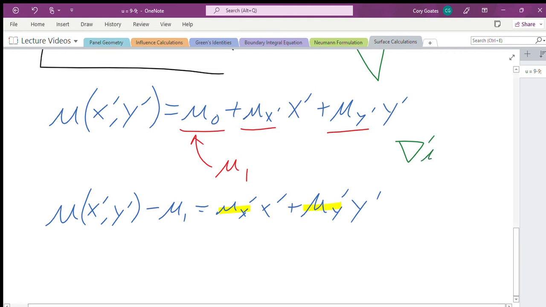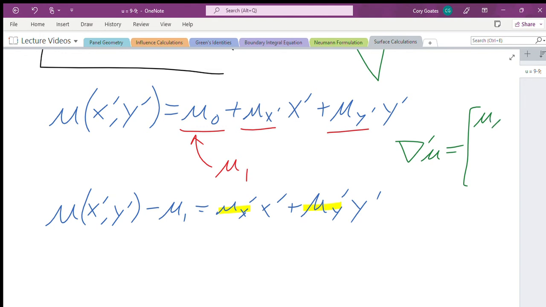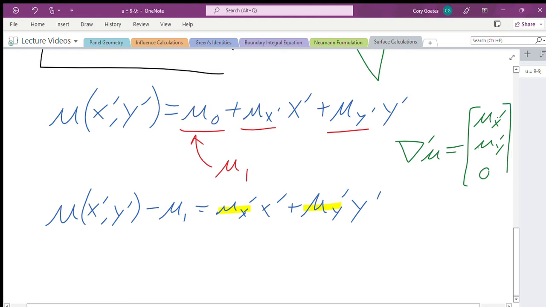Because if we can do that, then we know that the gradient of mu in the local coordinates is equal to mu x prime, mu y prime, and then 0. We're going to assume that there's no vertical variation in mu here, which, again, we've said v dot n is 0, which says that the normal derivative of doublet strength in the normal direction is 0. So this just comes out of the boundary conditions we've applied. Okay? So that's why we're formulating this equation.